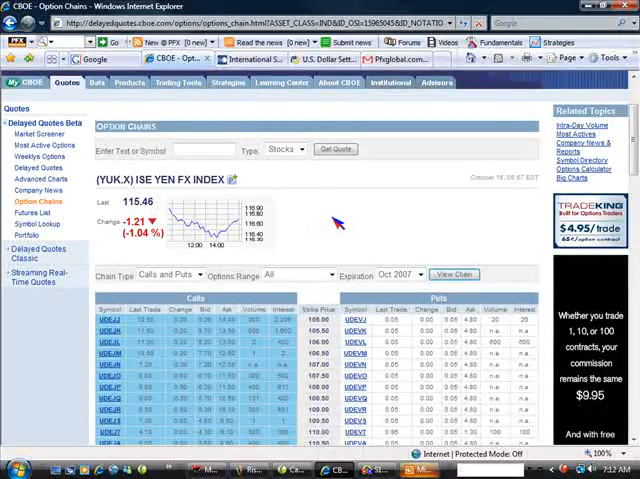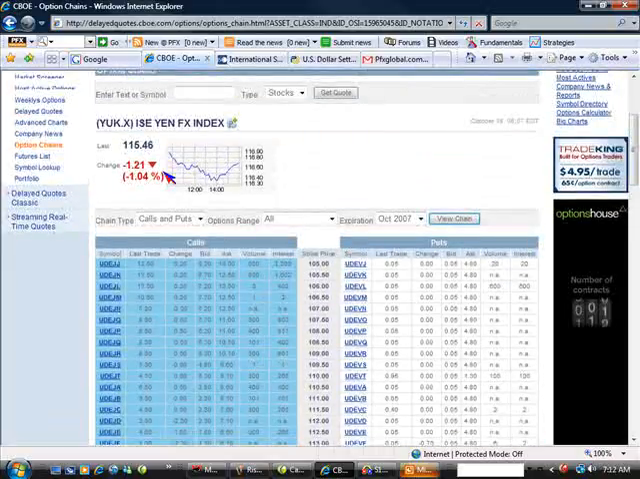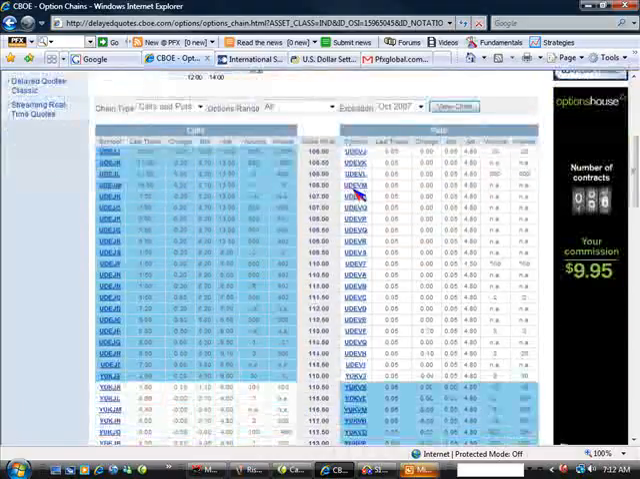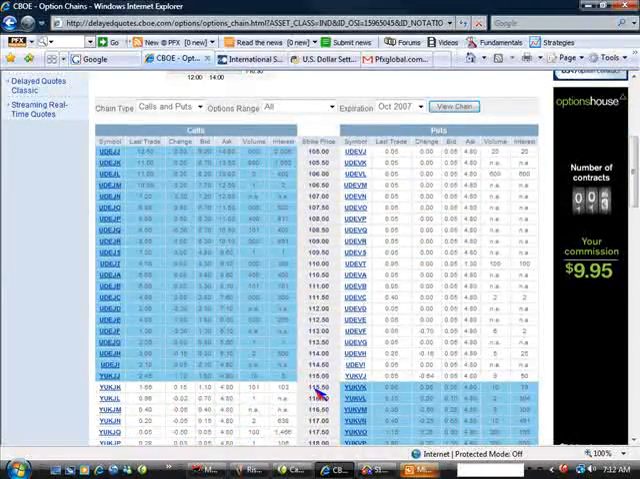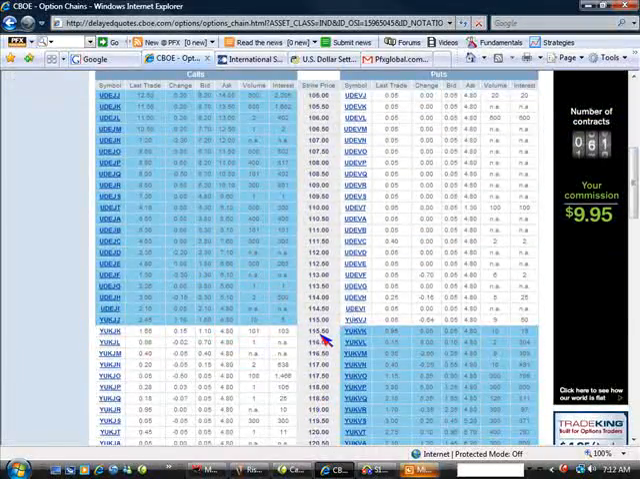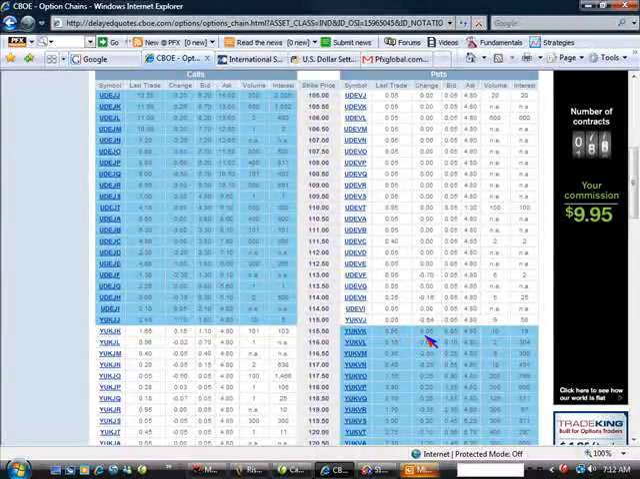So YUK, this is the yen, and yesterday's spot price at the close of the market was 115.46. In this case, we don't have to do anything with the decimal point. So 115.46. If we go down to our at the money strike price, in this case 115.40 or 115.50, we're selling a put.